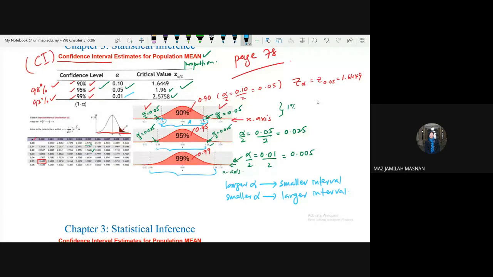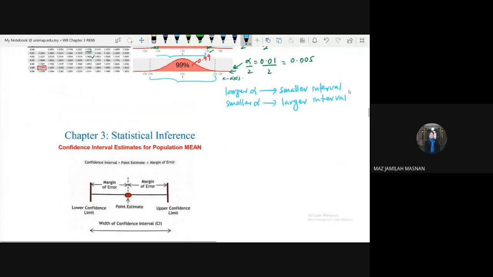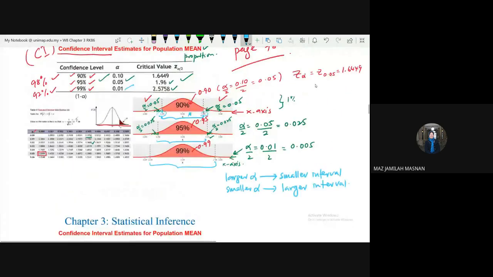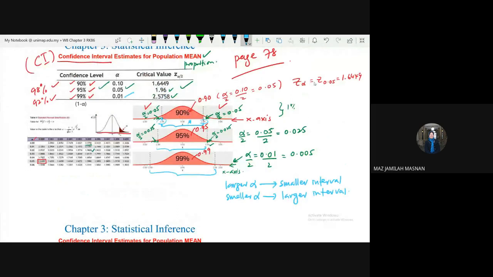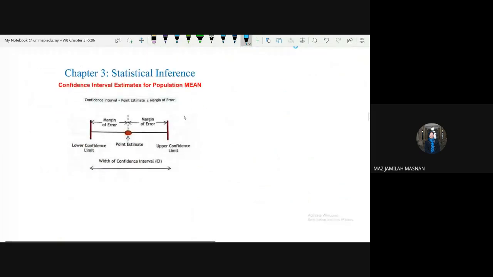So we are going to balance the theoretical questions and the calculation questions so that we can assess how far you can understand the whole things covered in the chapter. Okay. Now let us look at the things that you need to know when we are talking about the confidence interval. Other than confidence level, alpha, and critical value, there will be one more thing that you need to know: margin of error.